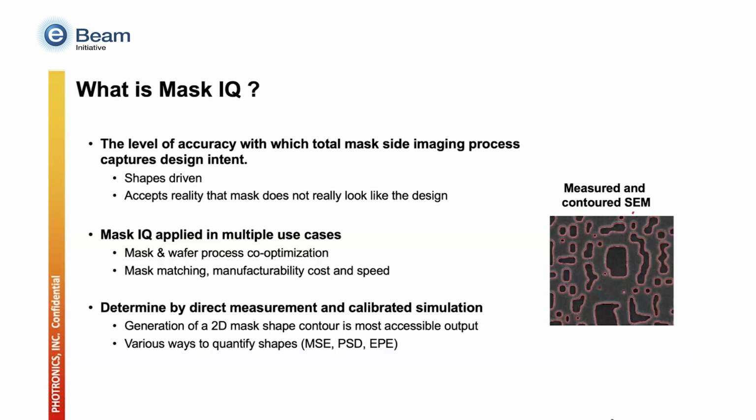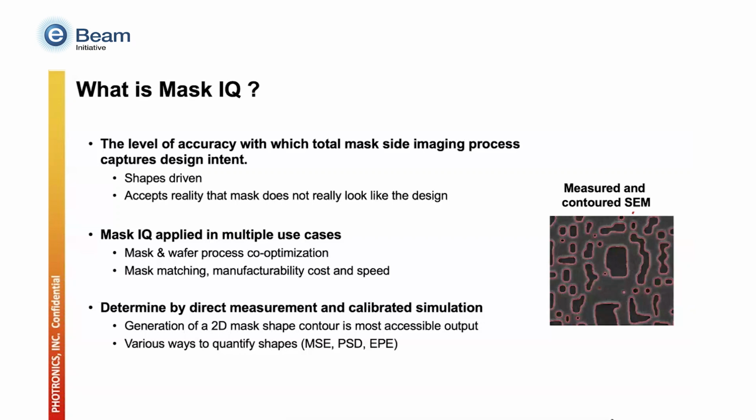I think this also accepts the reality that the mask never looks exactly like the design. We all know that, especially Manhattan type geometries always have rounded corners. Generally, the mask process is high patterning resolution, but can't really reproduce shapes exactly as intended.